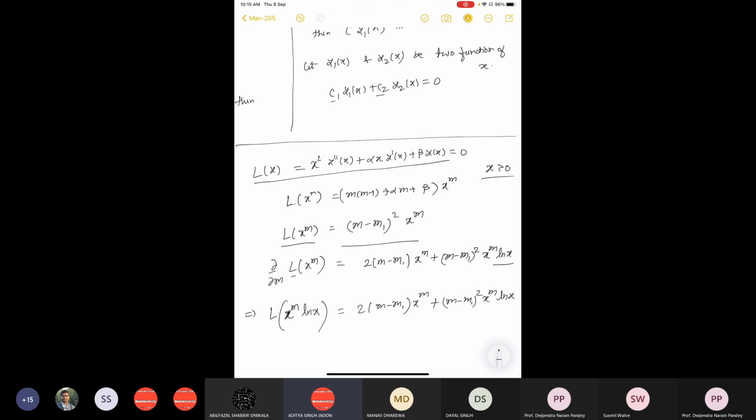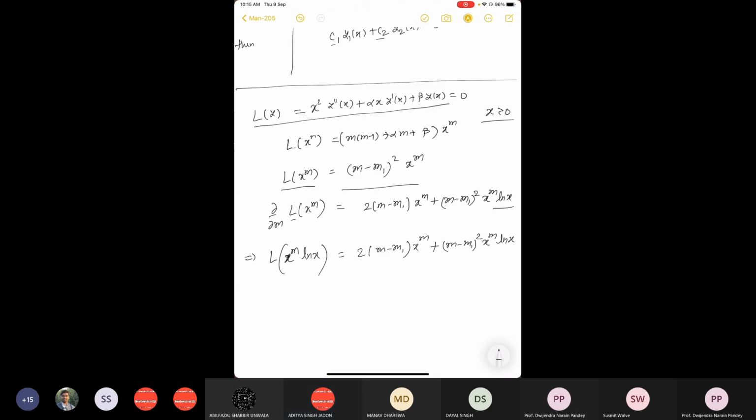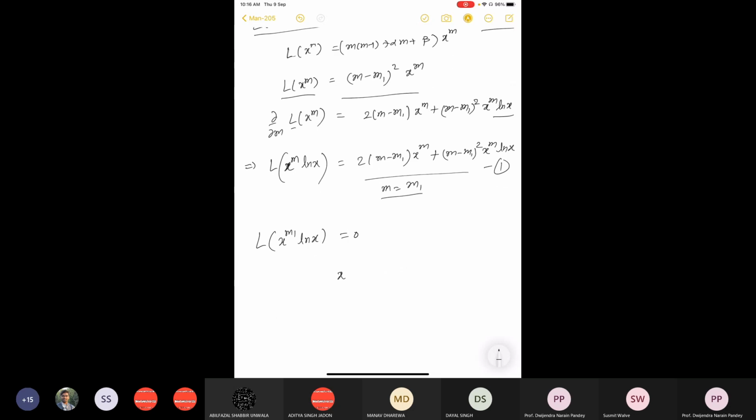Okay. Now I'm claiming that if I choose m equal to m1 in this equation, which is an identity in terms of m, the right hand side will be simply 0, right? So it means that L of x to the power m1 ln x will give you 0. It means that x to the power m1 ln x is a solution of L of y equal to 0.